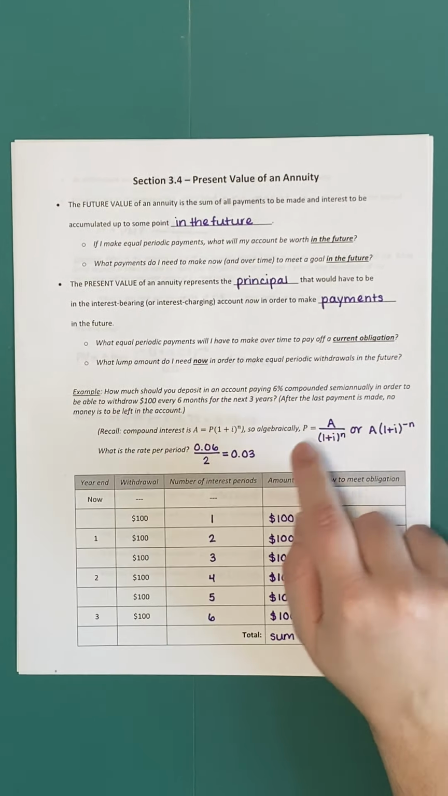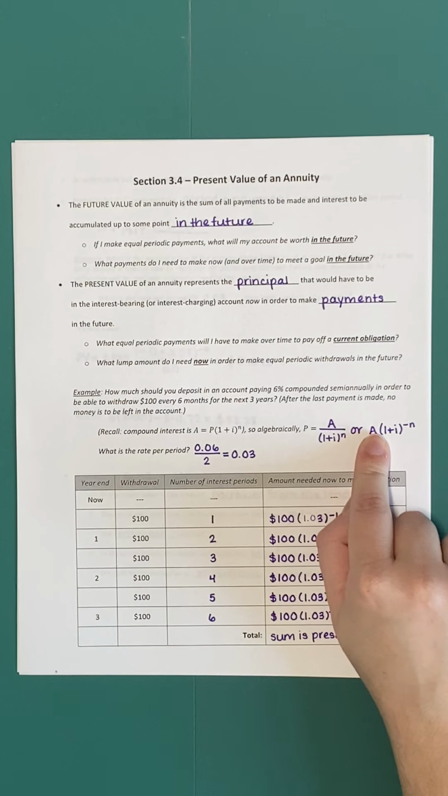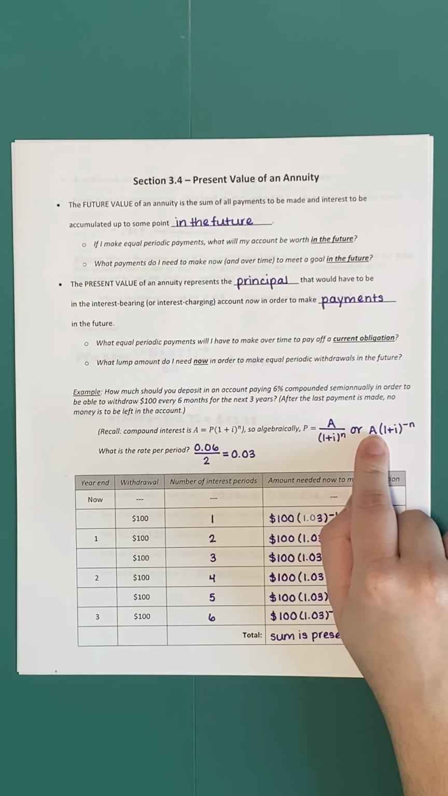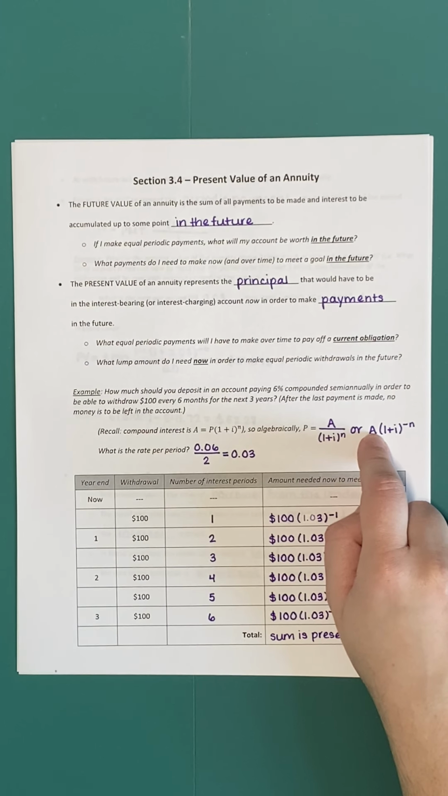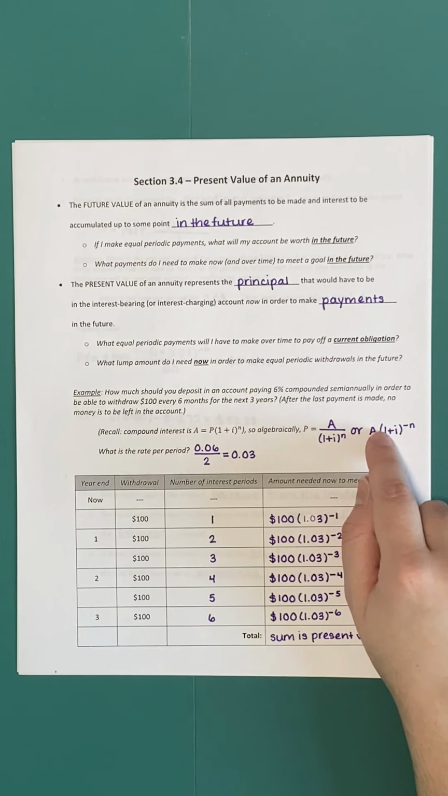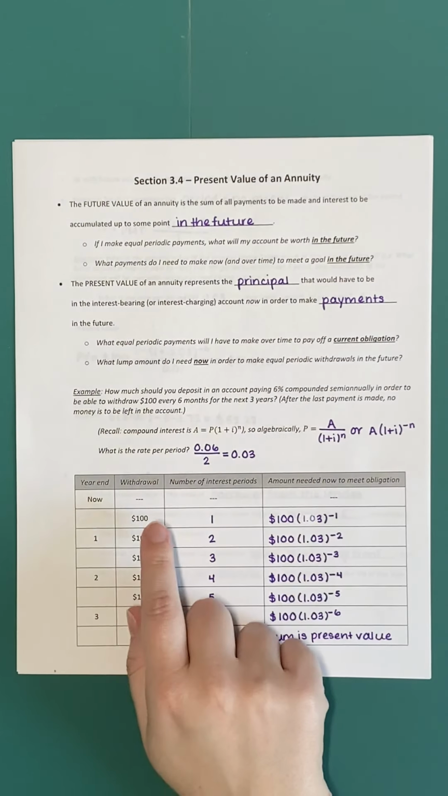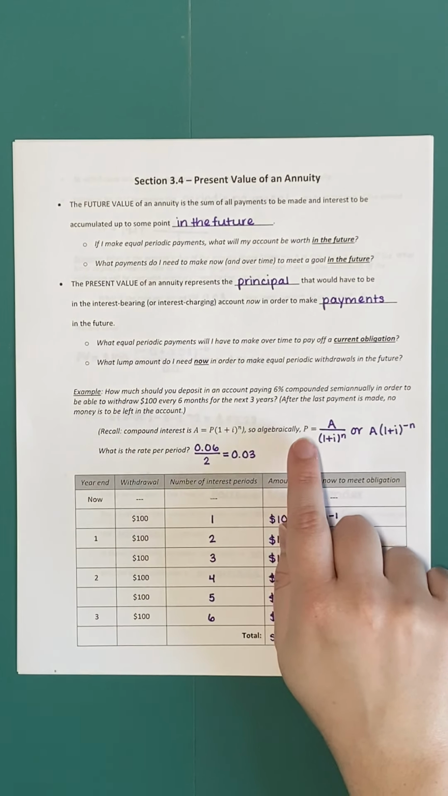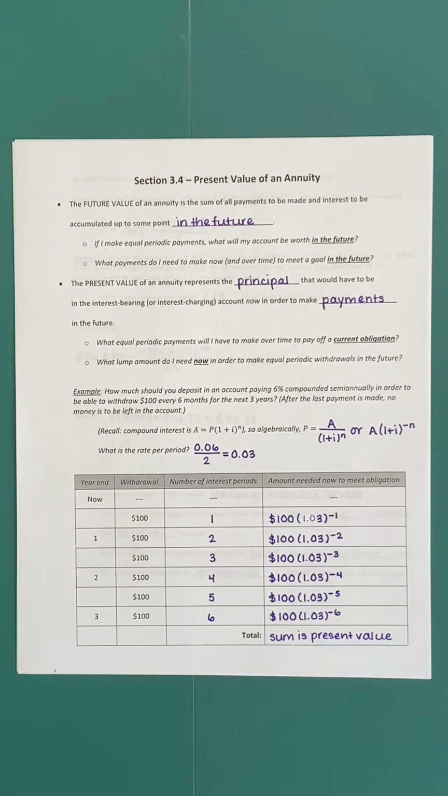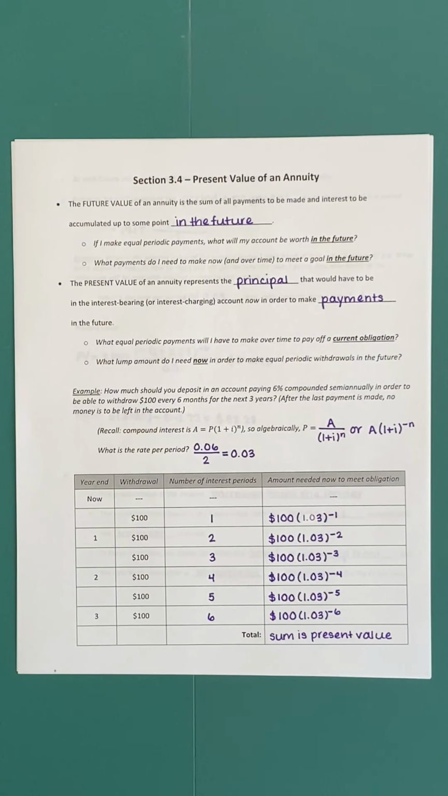Okay, now in this case, A for each of these situations is going to be $100. A is going to be the value in the account that we need to cover. Well, we're making $100 withdrawals, so the amount we're withdrawing is going to be $100. Okay? P is what we have to have now in order to make that $100 withdrawal. I and N still mean the same thing.